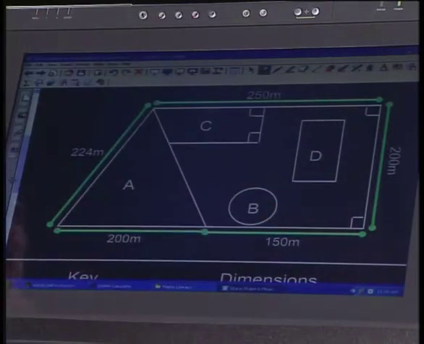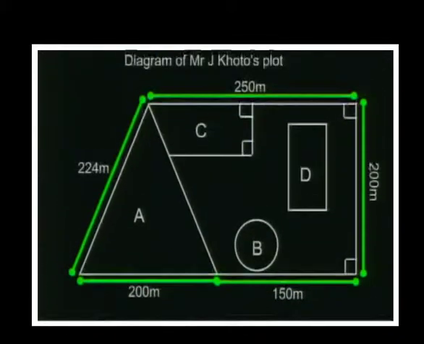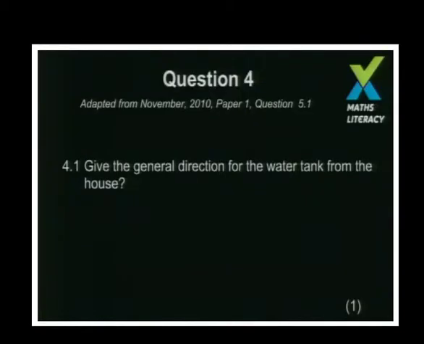Now that we understand the diagram, let's look at some of the questions. In fact, before we look at the questions, there's a whole lot of dimensions that are given to us, but we'll worry about that when we need them. So there's our diagram. Let's look at the very first question. Give the general direction for the water tank from the house.